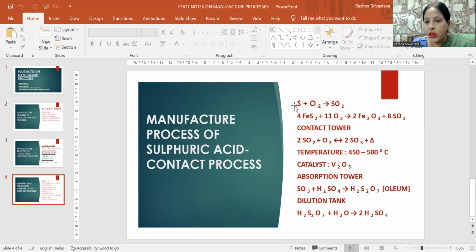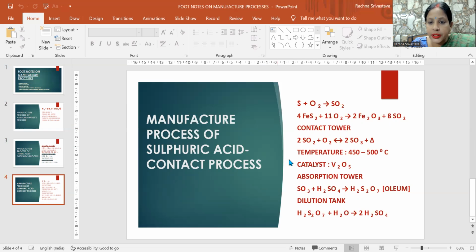Contact tower, where your sulfur dioxide is heated in the presence of air. It forms sulfur trioxide. The reaction is exothermic, you can see plus heat, and the reaction is also reversible in nature. The temperature condition is 450 to 500 degrees centigrade. And the catalyst which we are using here is vanadium pentoxide.